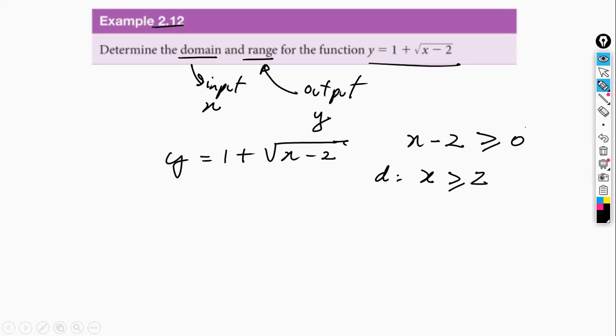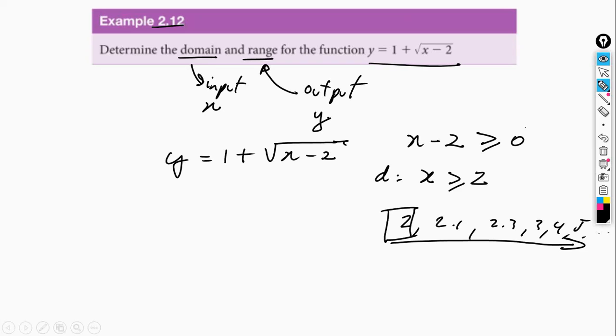Okay, so the x values start at 2. So that means that you get 2, 2.1, 2.2, 2.3, 2.5, etc., right? Or 3, 4, 5, etc. So it means that x keeps increasing, increasing, increasing. The lowest value is 2. So what happens when we plug in 2 here? 2 minus 2 is 0, so we get 0. That means that the first y is going to be 1.